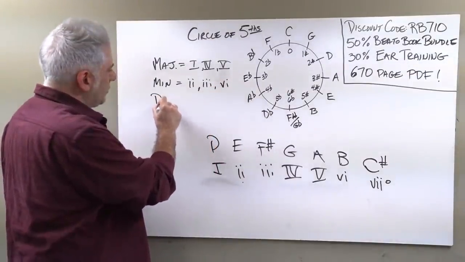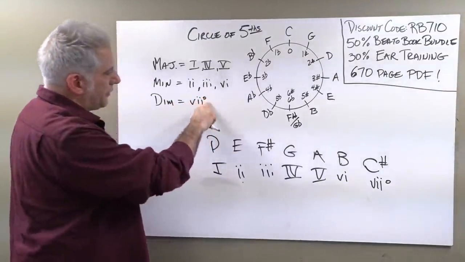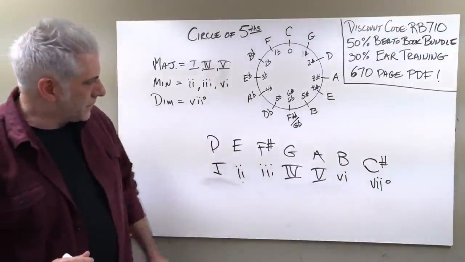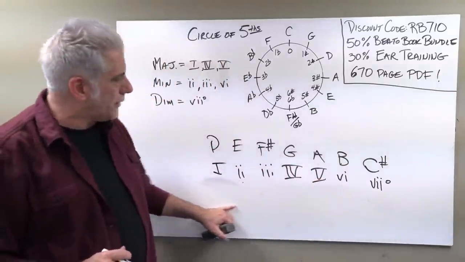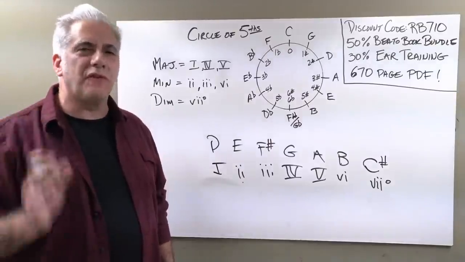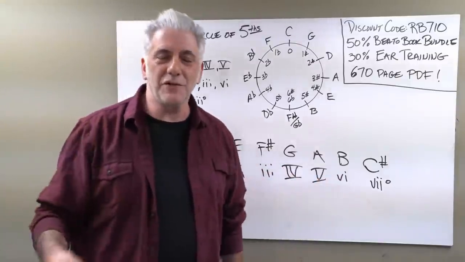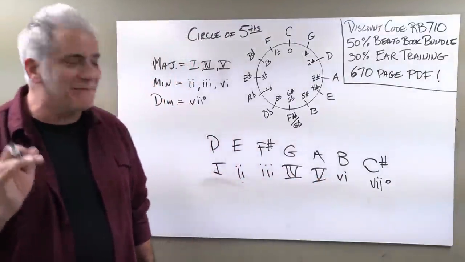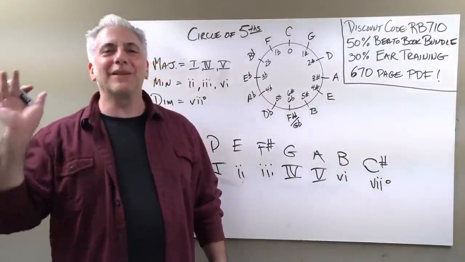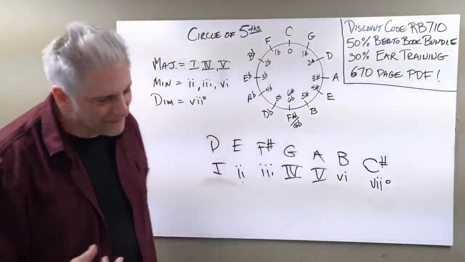And the triad built on the 7th scale degree is a diminished, which is what that little circle means, diminished. So these are your chords in every major key. It always follows this pattern. Major, minor, minor, major, major, minor, diminished, all right? When I was figuring this stuff out back in the 70s, this is how I did it, okay?